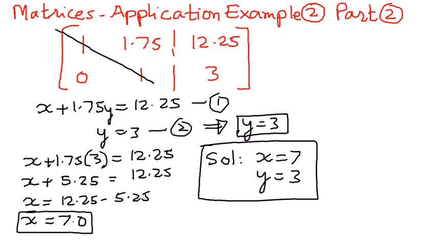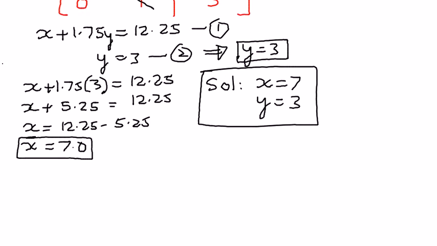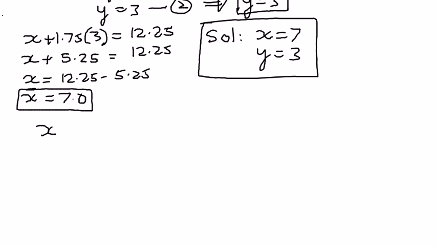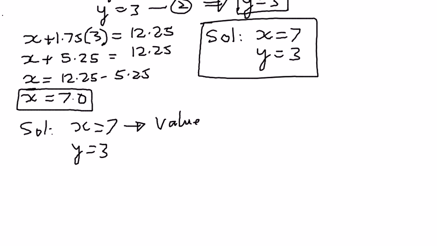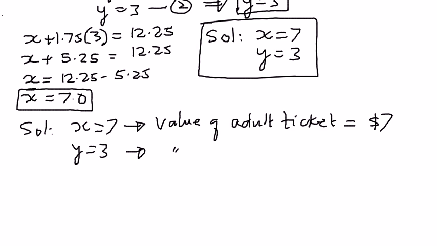And what does this indicate to us? Let me write this one more time. The solution here is x equals 7 and y equals 3. This means the value of the adult ticket is $7, and the value of the children's ticket is $3. That is how we should be able to tie it back into the given problem.